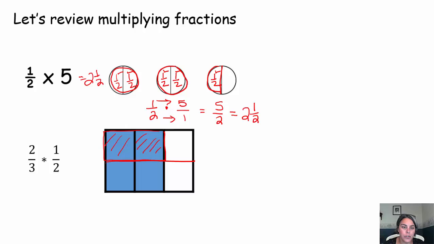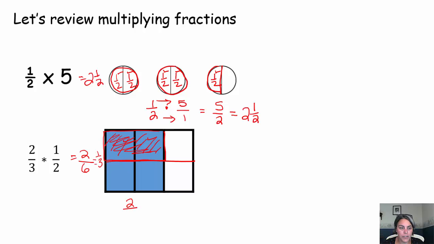Half of 2/3. We have 1, 2 parts out of, because this is half of 2/3, out of 1, 2, 3, 4, 5, 6 parts. So 2/3 times 1/2 is 2/6. I could always write in simplest form, divide numerator and denominator by 2. 2/6 is the same as 1/3.